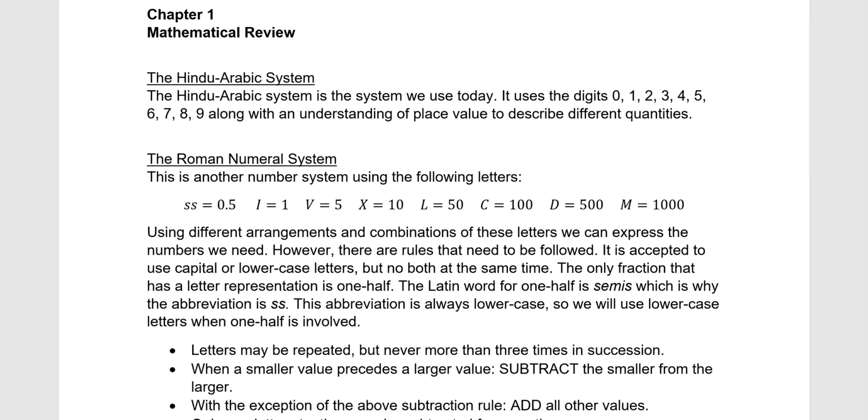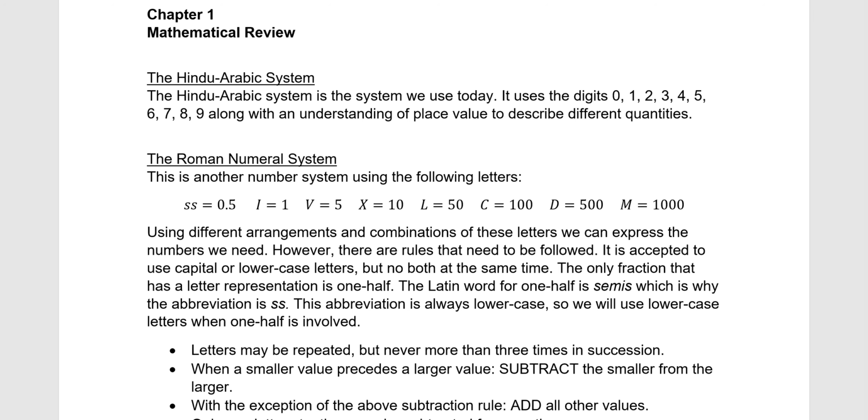So chapter 1 is math review. Starting with the two number systems that we'll be using, we have the Hindu Arabic system and the Roman numeral system. The Hindu Arabic system is the number system that we use today that we're familiar with. It uses the digits 0, 1, 2, 3, 4, 5, 6, 7, 8, and 9, and a mixture of those with an understanding of the place values to describe different numbers.